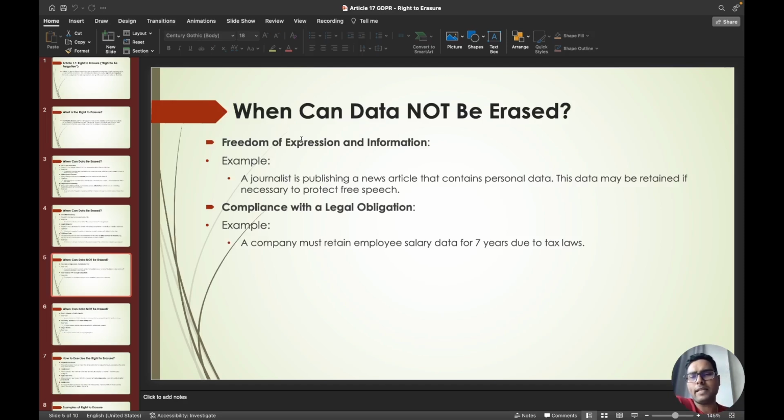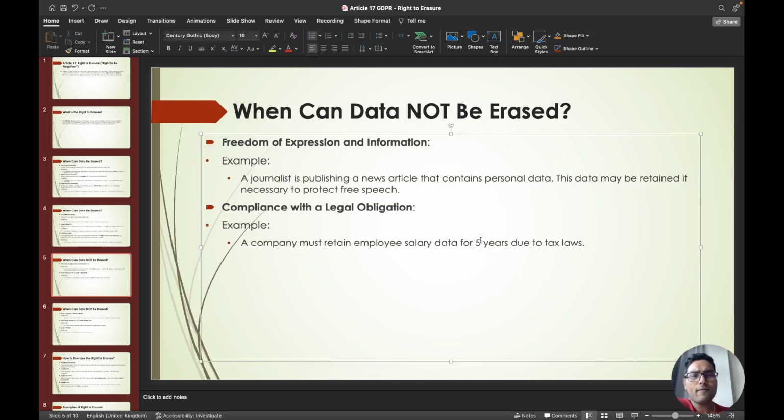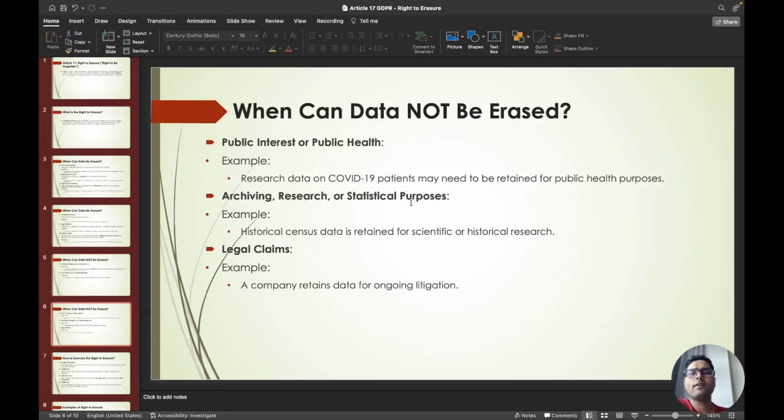Compliance with legal obligations: a company must retain employee salary data for 5 years. I think it will be 5 years for the UK due to tax law. So they are required by law to keep the data for at least 5 years. Within 5 years, if the data subject requests to delete the data, it is not possible because it is a regulatory requirement.